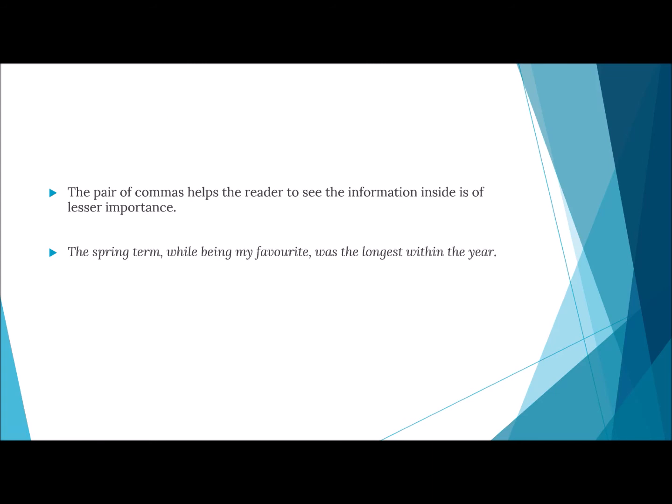The pair of commas also help the reader because the reader can see the information inside the pair of commas is of less importance. The spring term, while being my favourite, was the longest within the year. So we can see that this bit about it being the favourite, that's not the information I want to emphasise. It's not the most important thing. It's just extra.